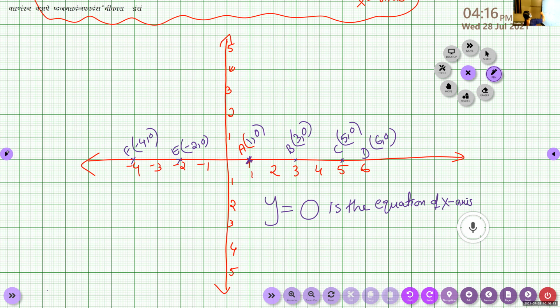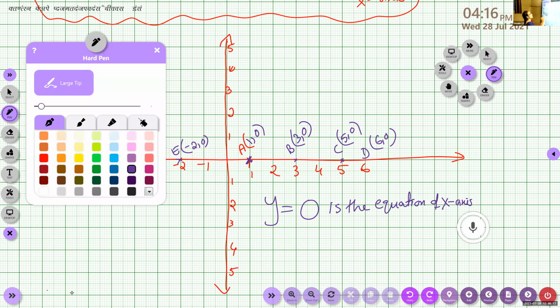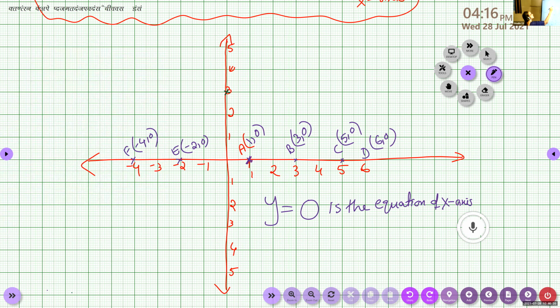Now see, listen, what is this point? Coordinates of this point P are 0, 3. Q is 0, 2. R is 0, negative 2. S is 0, negative 4. So on the y-axis, all of you look at the y-axis.